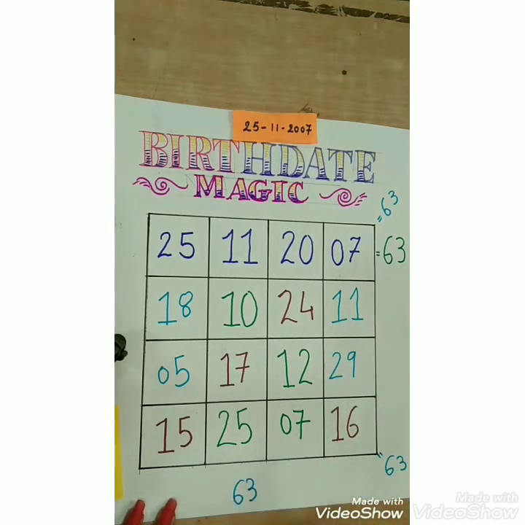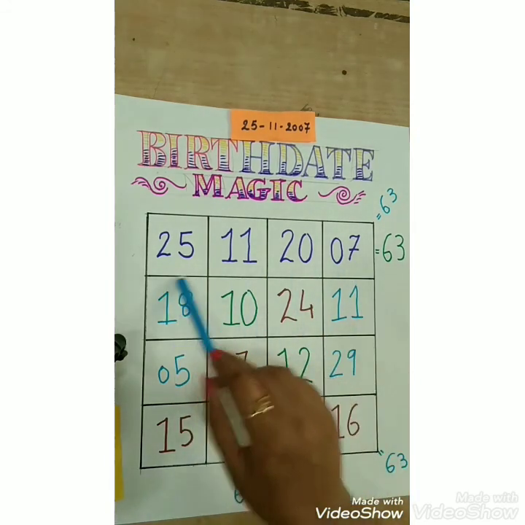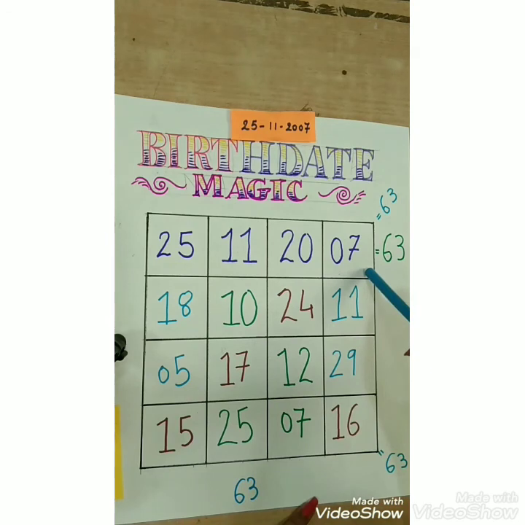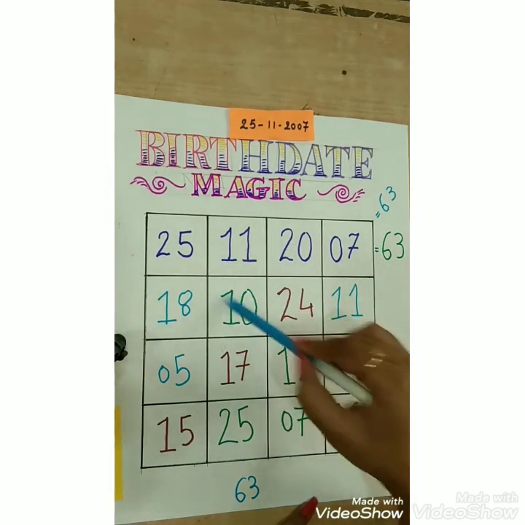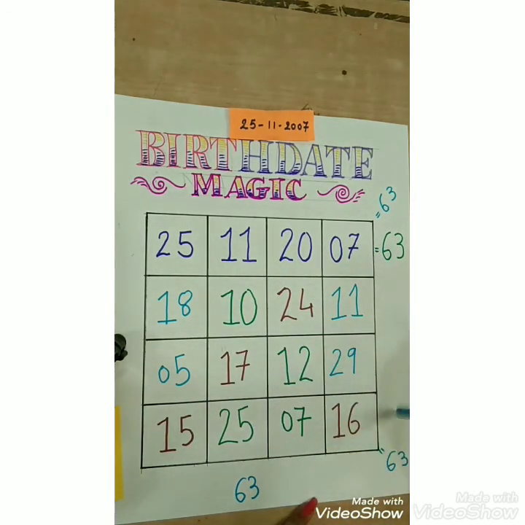It will come 63. Now what is the concept behind this activity? In your chapter number 1, there is one rule that if you want to complete your magic square, you have to check that all your row totals, all diagonals, all columns should be the same. For this we are doing this activity. I hope you all will enjoy it.